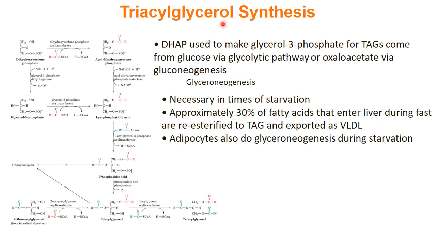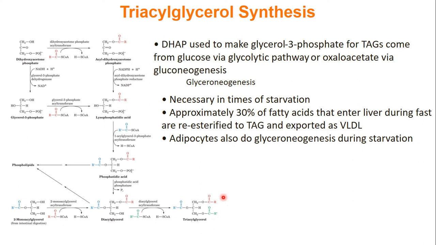Now, the DHAP that we use to make glycerol 3-phosphate for our triacylglycerols, we get that from glucose via glycolysis that we talked about earlier in this class, or we can get it from oxaloacetate via gluconeogenesis. And so the process of making DHAP for these pathways is called glyceroneogenesis because we're making a glycerol molecule. And during times of starvation, this is a necessary pathway because we need to make fatty acids.